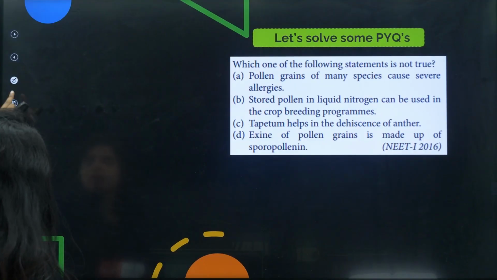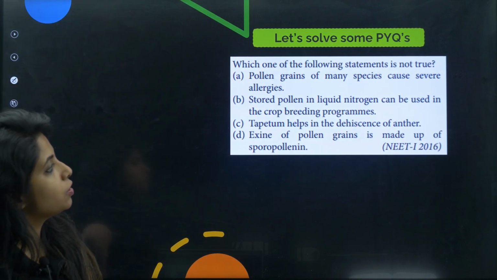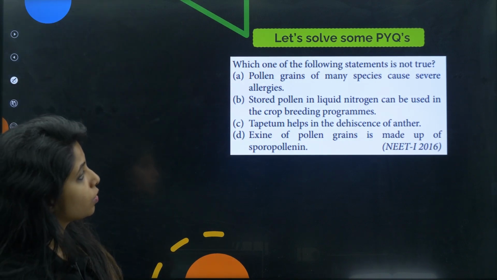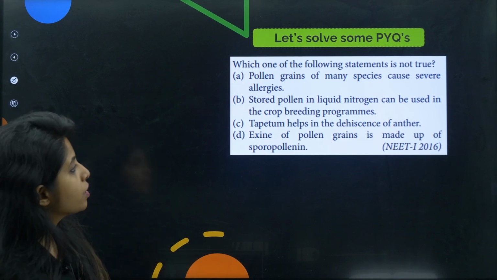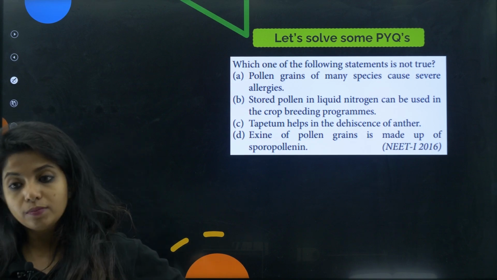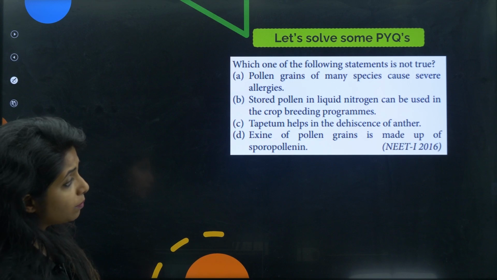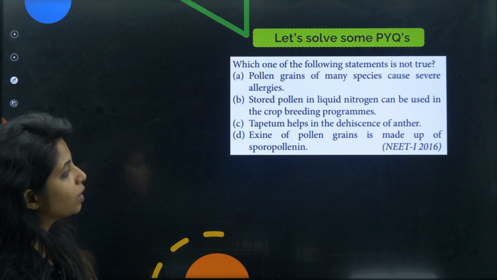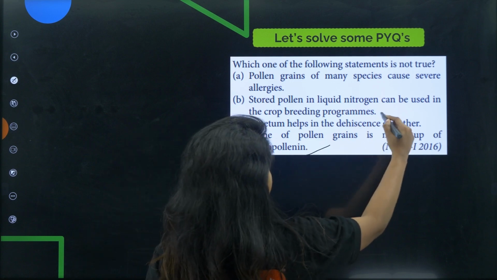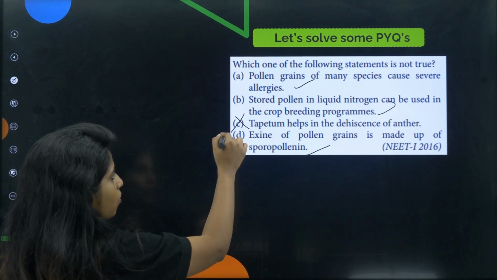Where is the question? Yeah. Which one of the following statements is not true? Pollen grains of many species cause severe allergy. It does, and the ones that we know are parthenium and carrot grass. Stored pollen in liquid nitrogen can be used in crop breeding programs. Yes, we can. What is the degree? 196 degrees Celsius. Tapetum helps in the dehiscence of anther. Exine of pollen grains is made up of sporopollenin. It is correct. Tapetum, does it help in dehiscence of anther? No, it provides nourishment. So this is wrong.